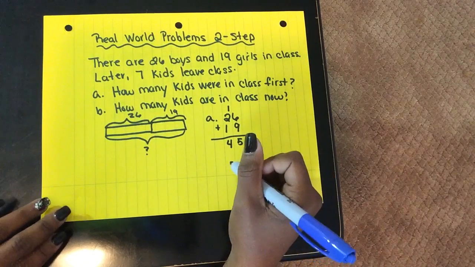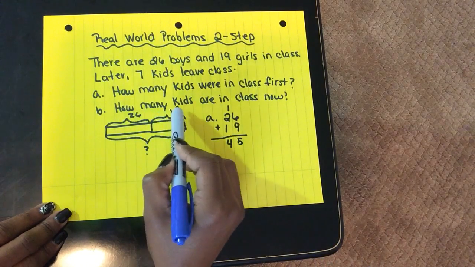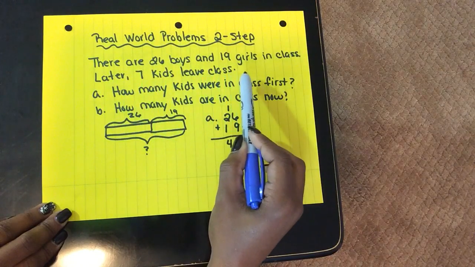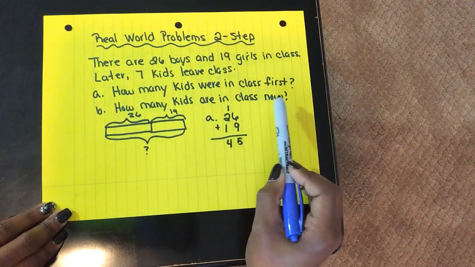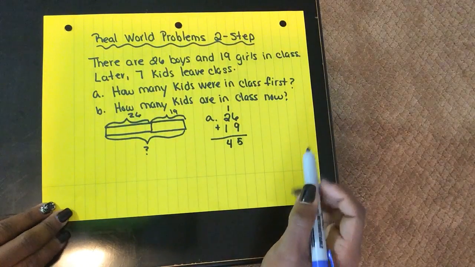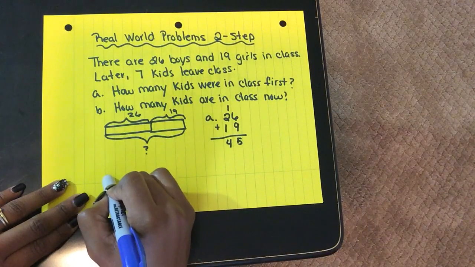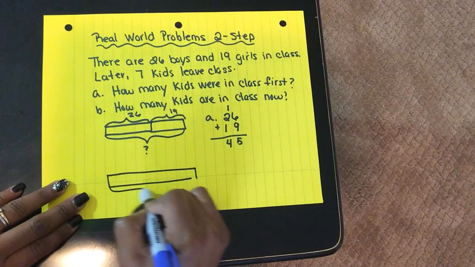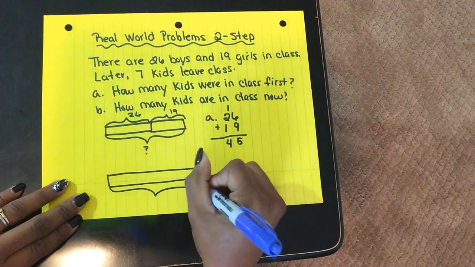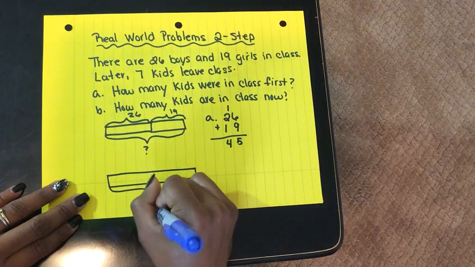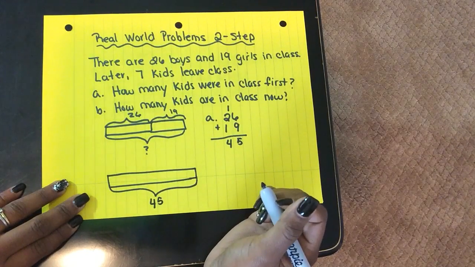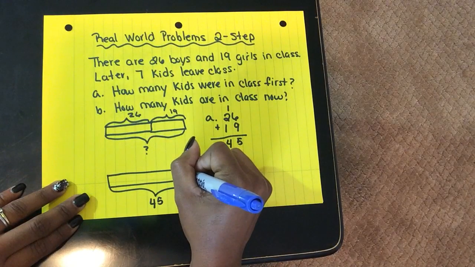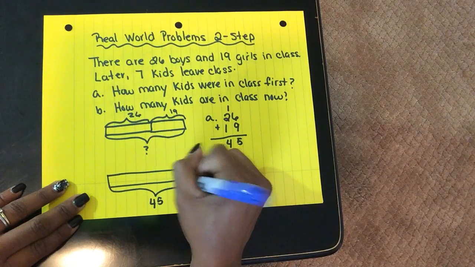Now for part B, it says how many kids are in class now? Well, sorry, later 7 kids leave the class. How many kids are in class now? So if we had 45 as a total, here's our second bar model. We know that there were 26 boys and 19 girls that made a total of 45. Out of that 45, 7 isn't really that many. So out of 45, I'm going to take away 7.